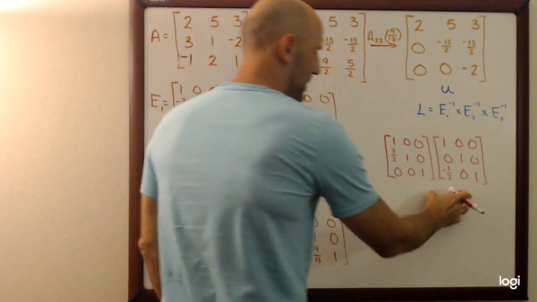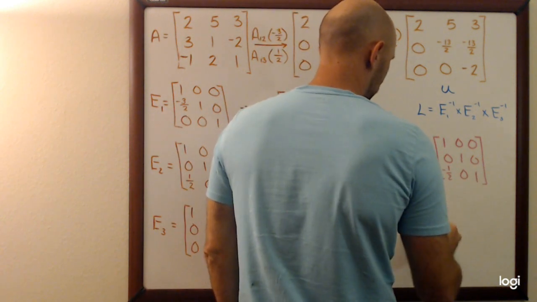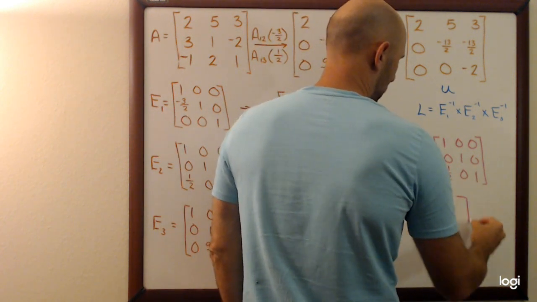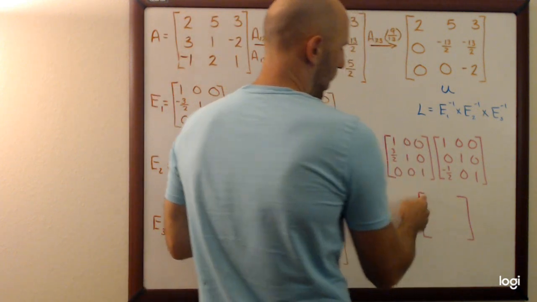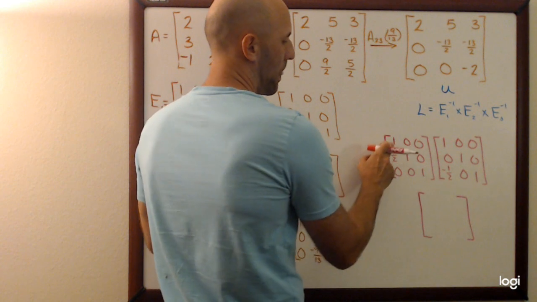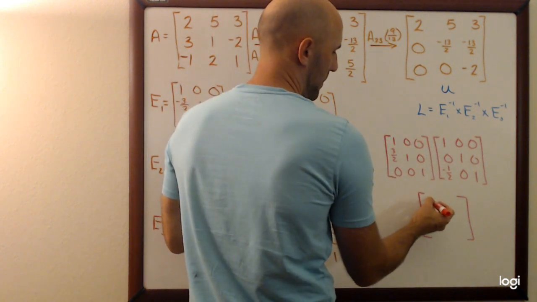Multiplying these two, let's see. It's a 3 by 3 times a 3 by 3, so I know the result is going to be another 3 by 3. So let's just go one element at a time. 1, 1, that's row 1 times column 1: 1 times 1, 0 times 0, 0 times negative 1/2 is 1.